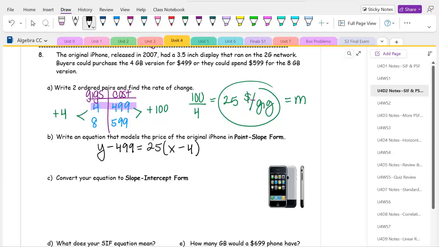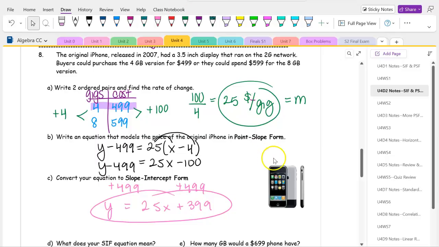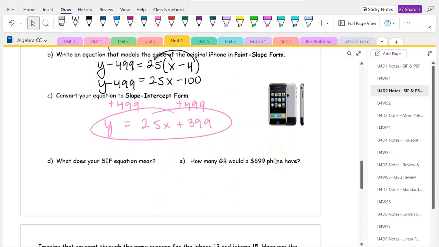And then it says convert to slope-intercept form. I'm just going to start doing that up here. I'm going to distribute. And then again, you want to get the y by itself, so we're going to add the $499 over. And that should give you y equals 25x plus $399. All right, so this is an equation that represents the cost of our phone. Okay, our 25 was something we already found. This is our dollars per gig. But what's this $399 talking about?